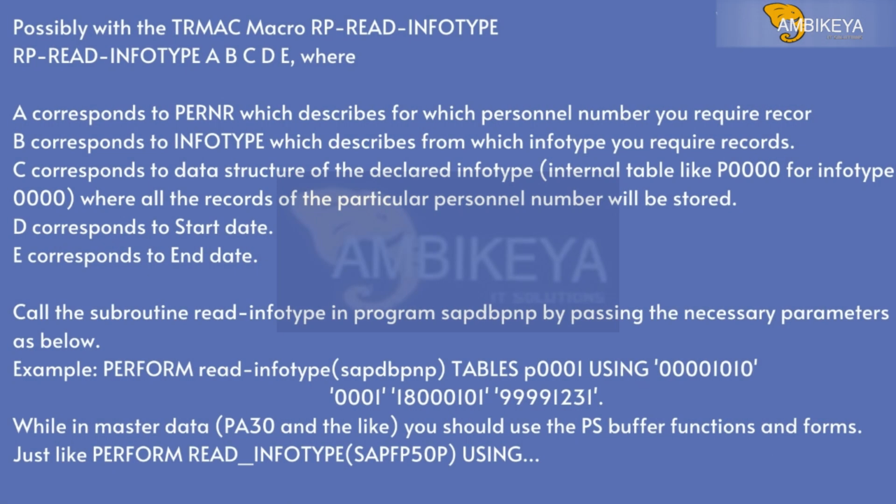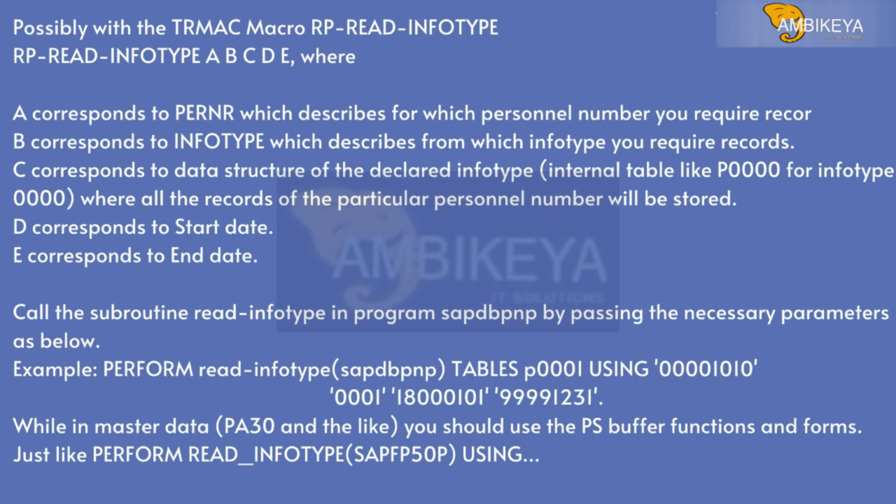Possibly with the T-RMAC macro RP-READ-INFOTYPE. RP-READ-INFOTYPE A, B, C, D, E, where A corresponds to PERNR, which describes for which personnel number you require records. B corresponds to infotype, which describes from which infotype you require records. C corresponds to data structure of the declared infotype, internal table like P0000 for infotype 0000, where all the records of the particular personnel number will be stored. D corresponds to start date. E corresponds to end date.